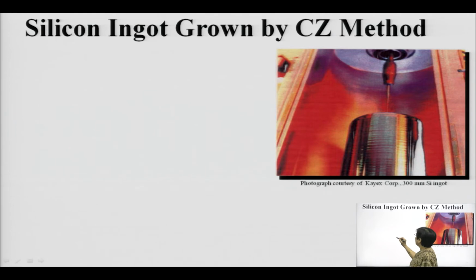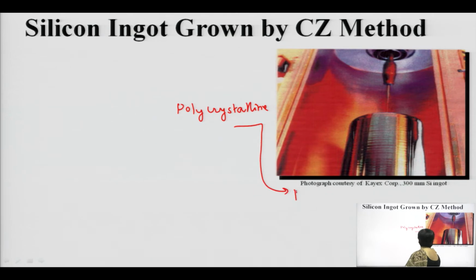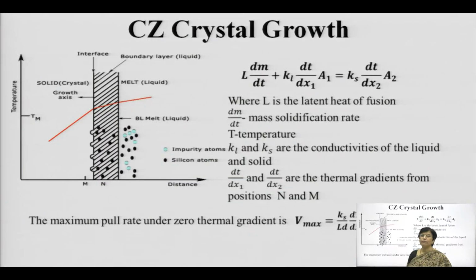So, from polycrystalline you have gone for pure single crystal, a single crystal silicon wafer. So, you have gone for monocrystalline. So, what is the mathematics going behind it? Because as an engineer you must know what is happening in it, what exactly is the process.